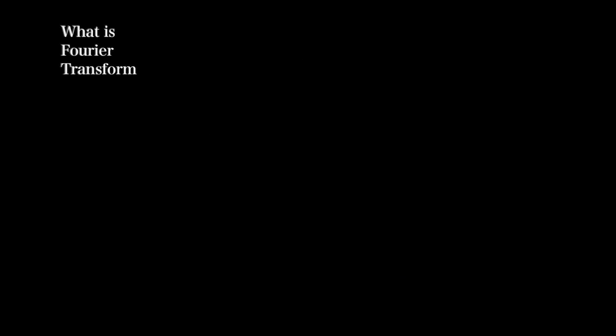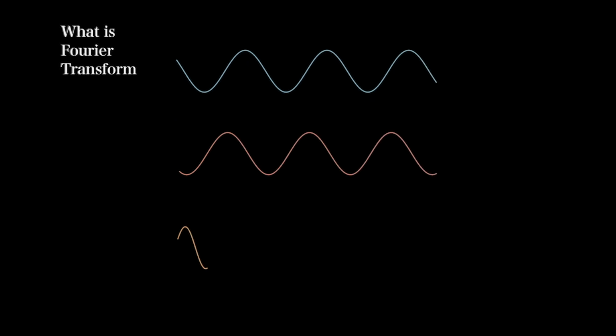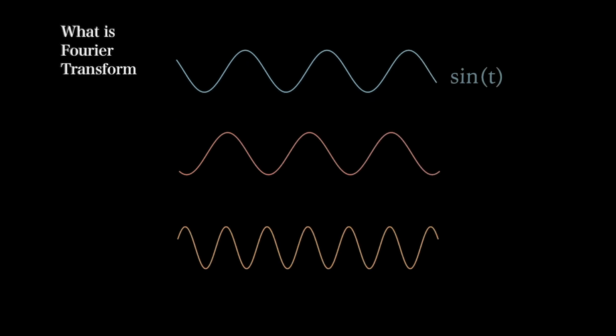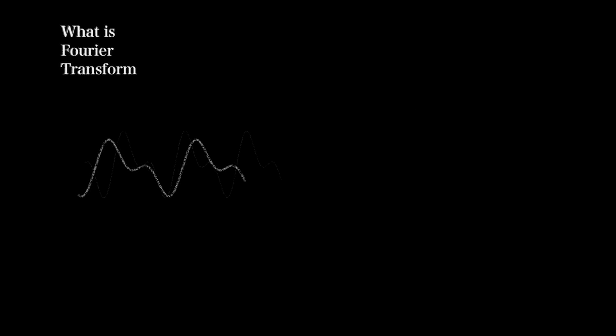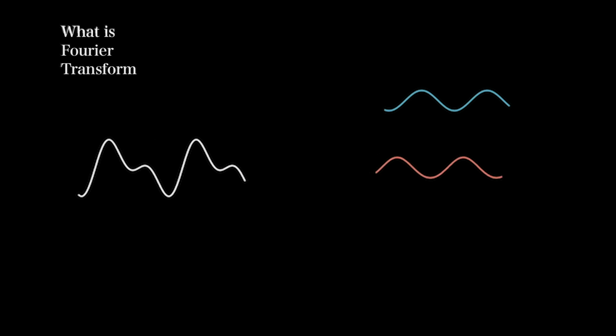Now, let's dive in. They look very familiar, right? These are some basic trigonometry function waves: sine t, cosine t, cosine 2t. Then, how about this wave? This wave can be expressed as the combination of sine t, cosine t, and cosine 2t.